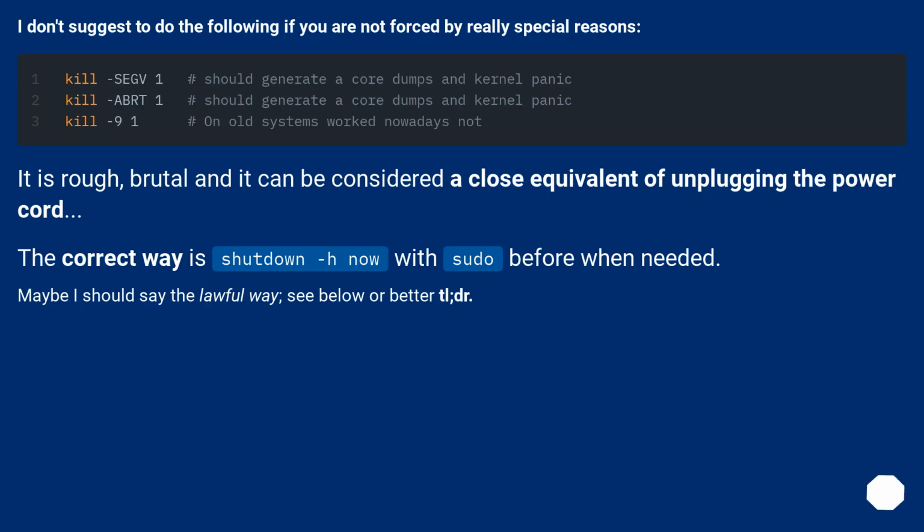I don't suggest doing the following if you are not forced by really special reasons. It is rough, brutal, and it can be considered a close equivalent of unplugging the power cord. The correct way is: shutdown -h now, with sudo before when needed. Maybe I should say the lawful way. See below, or better, TL;DR.